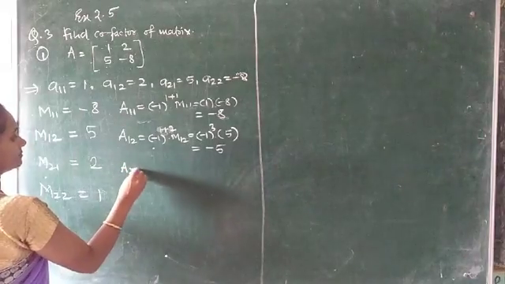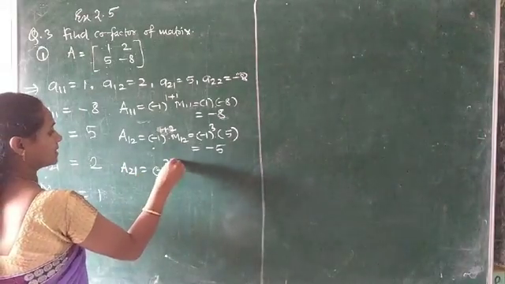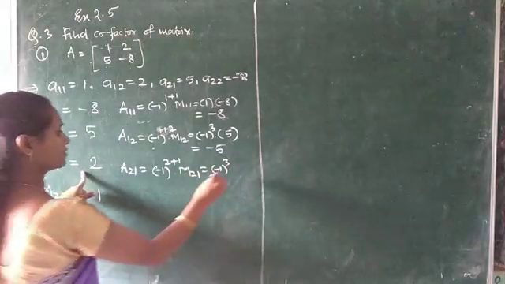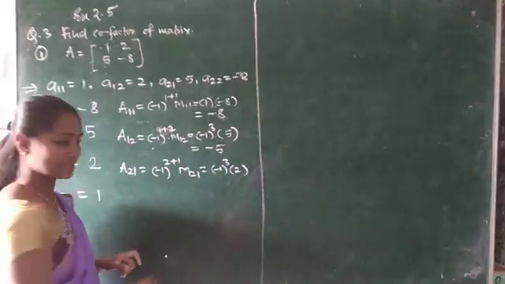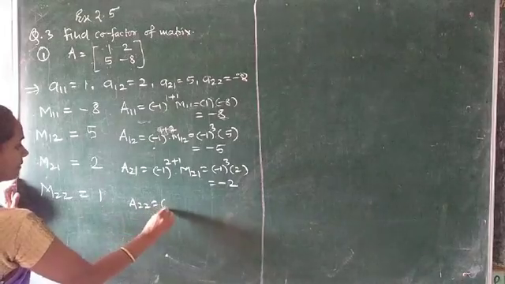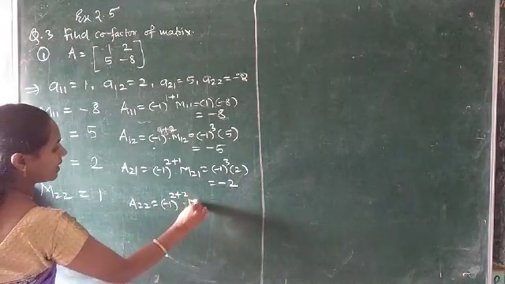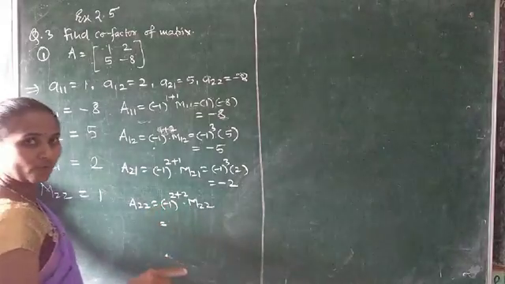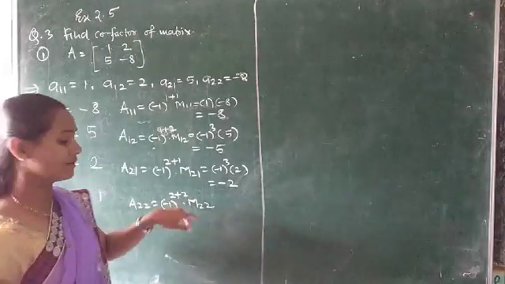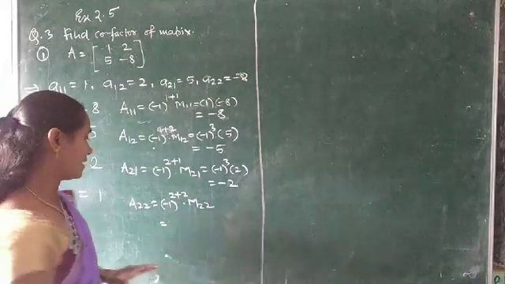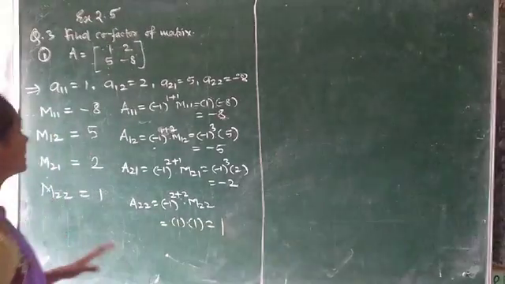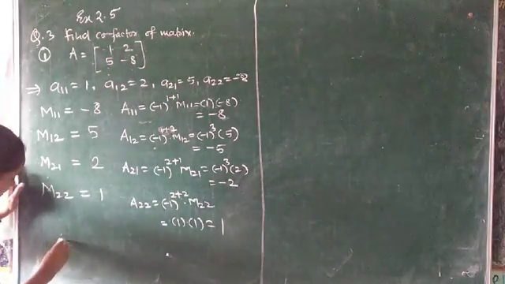Next, A21 is equal to minus 1 raised to 2 plus 1 into M21. Minus 1 cubed into the value of M21, which is 2. Again minus 1 cubed is minus 1, and minus 1 into 2 is minus 2. Now A22 is minus 1 raised to 2 plus 2 into M22. Minus 1 raised to 4. If the power is even, then it is plus 1, and if the power is odd, then it is minus 1. Here the power is even, so it is plus 1, and M22 is 1. Therefore it is 1.